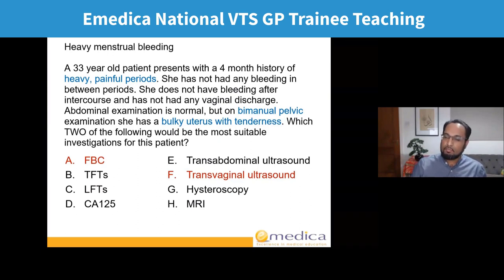Okay. In this particular case, if you think it's adenomyosis, transvaginal ultrasound is the recommended investigation rather than MRI or transabdominal ultrasound, which we'd normally do for most women. Okay, hysteroscopy is for patients where you're specifically thinking of other diagnoses. So let's look at that now.